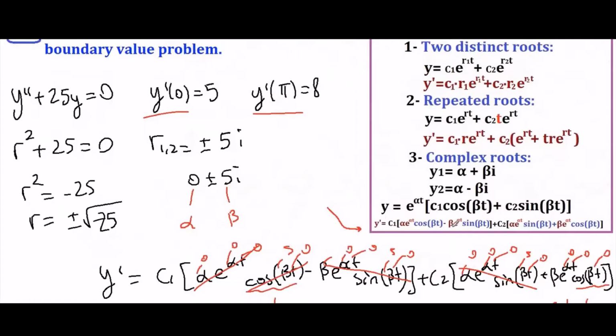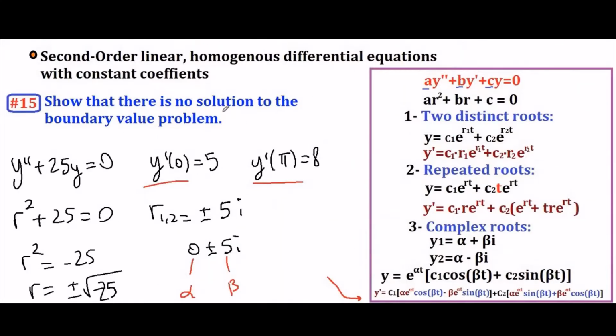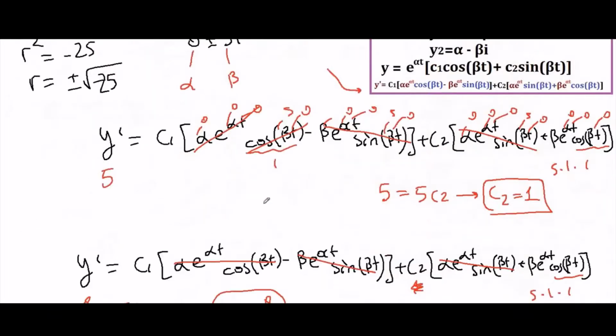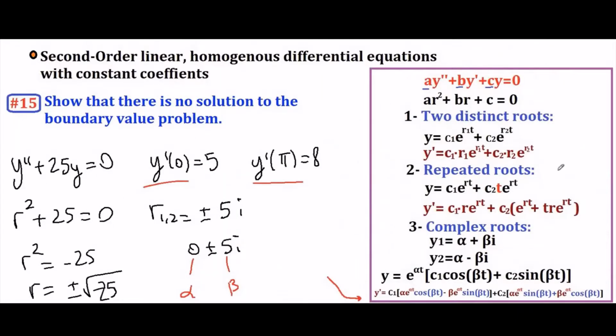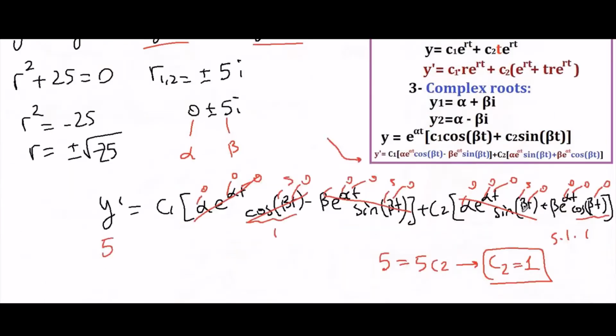So these kinds of problems that you're showing either no solution or infinitely many solutions, they are given both the same, and you plug in the proper equation, either distinct roots, repeated roots, or complex roots, and compare.